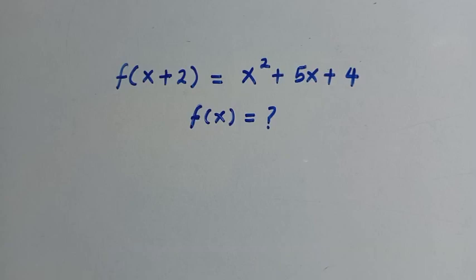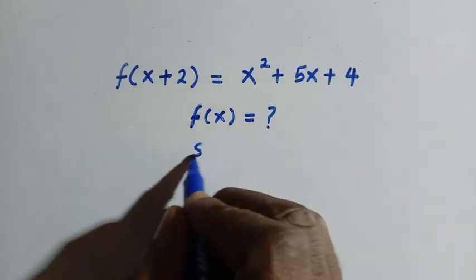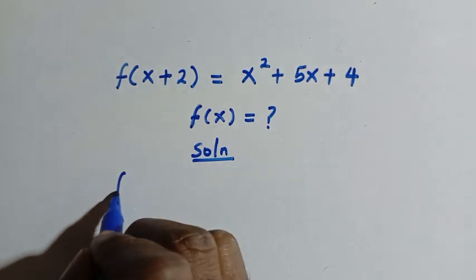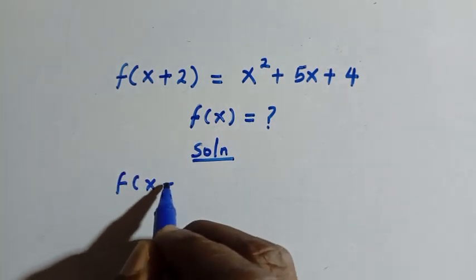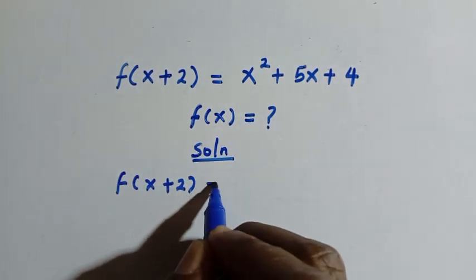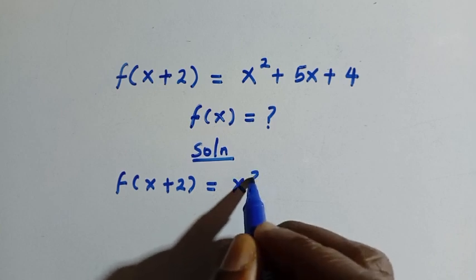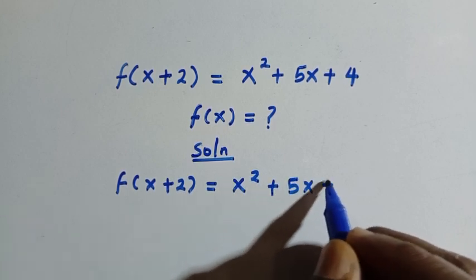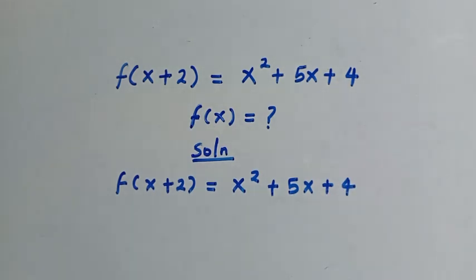How to find the value of x in these functional equations. So let's see the solution from here. We have f(x + 2) equals x squared plus 5x plus 4.